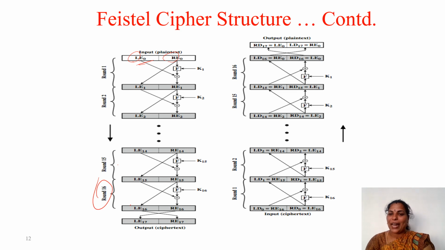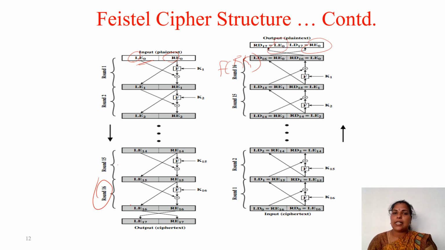Finally, we have to get the plain text after decryption. Only here we are getting the result as LE0 and RE0 after 16 rounds. On the first round, the left half of the plain text, left encryption 0, is given to the encryption function. Before that, we are passing the right encryption to a function called F of R comma K1.